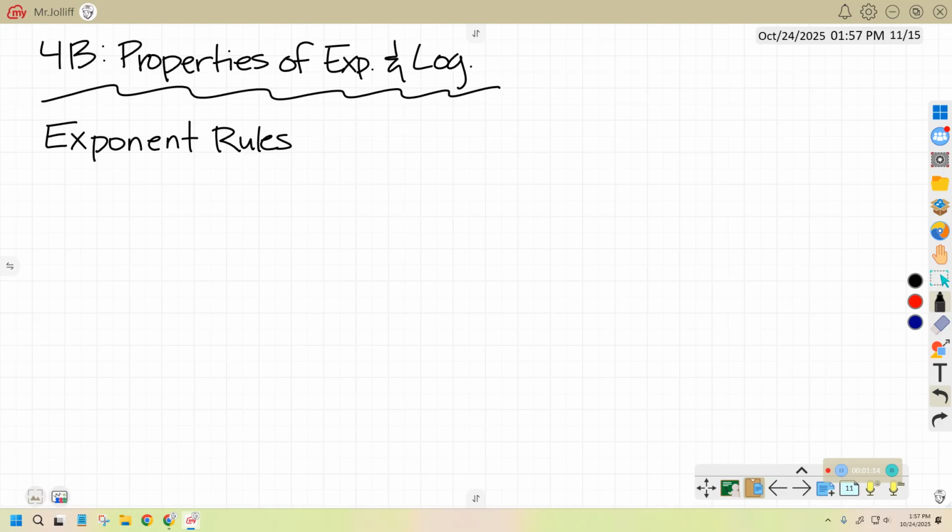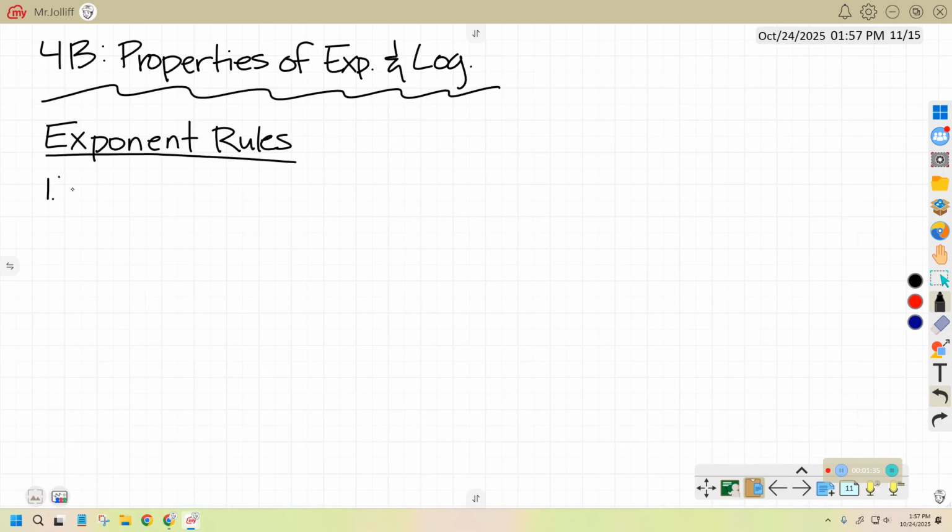And my recommendation is, if what we're doing today seems foreign or scary, spend some time with the Delta Math this weekend so that when I see you on Monday and we do some more practice, you will have specific questions in mind so that you know where you're stuck and where you're not. Yeah? Okay, so let's start with exponent rules.